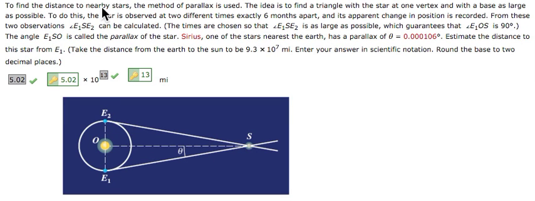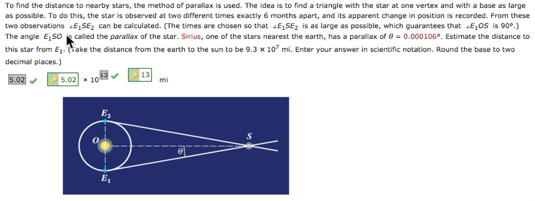To find the distance to nearby stars, the method of parallax is used. The idea is to find a triangle with the star at one vertex and with a base as large as possible. To do this, the star is observed at two different times exactly 6 months apart, and its apparent change in position is recorded.